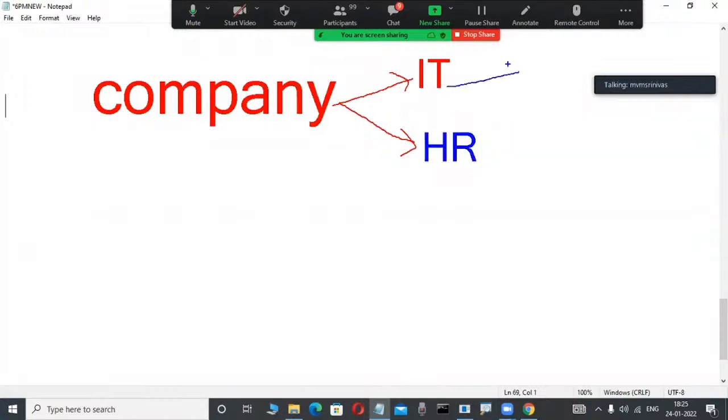In this IT department, suppose you are joining in a company, means you are also working in a where IT department or not? Yes, here. Okay, in this IT department, 3 employees are working, for example. Again, in HR department, 1 employee is working. For example, this is a small scenario. In a company, IT department and HR department is there. For example, one company, 2 departments are there. In this IT department, 3 employees are working. HR department, 1 employee is working.